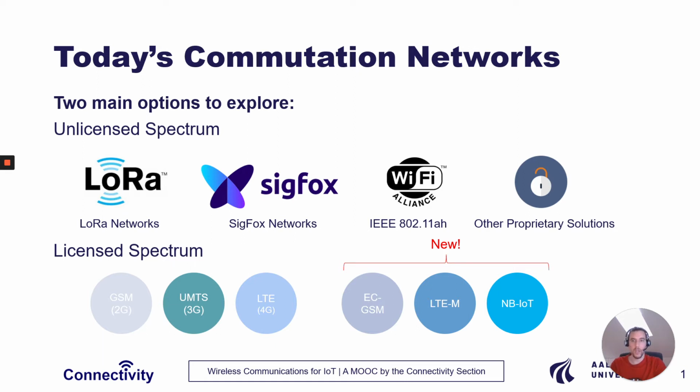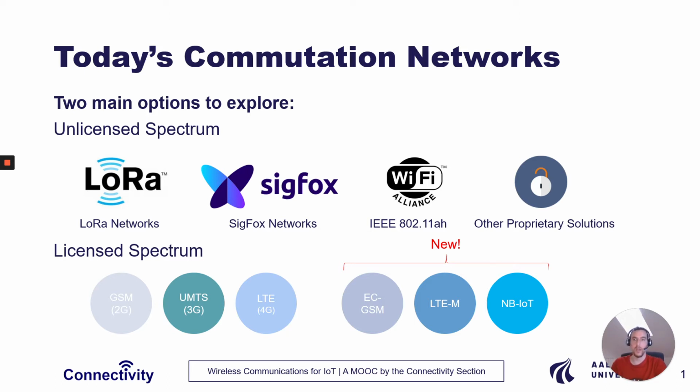The other option we have is the licensed spectrum, and this is what we use every day, maybe without realizing, when we are using our mobile phone and it's connected to our mobile operator. This is using a licensed spectrum. That means that the mobile operator is paying the government to use a part of the spectrum that nobody else can use. And that means that they have full control over what's happening. So if there is an interference, they can react and say, hey, this part of the spectrum is mine, you are not allowed to use it.